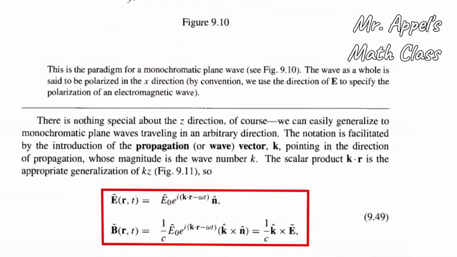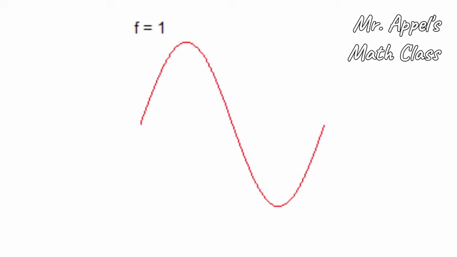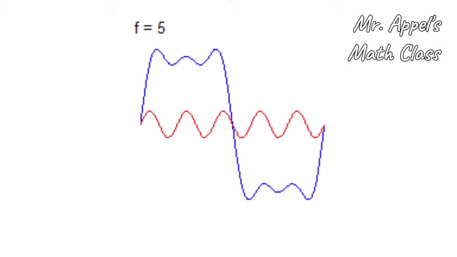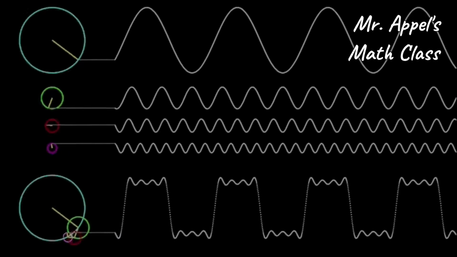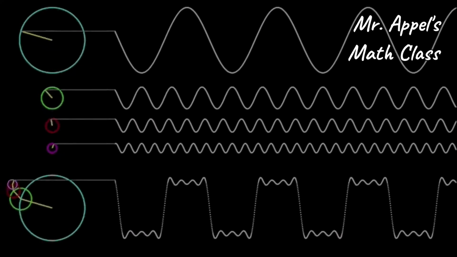And one of the most groundbreaking discoveries in math was that any function can be represented as a summation of sine and cosine functions. As in, if you add enough of them up, usually an infinite amount, you can create any other function that you want.